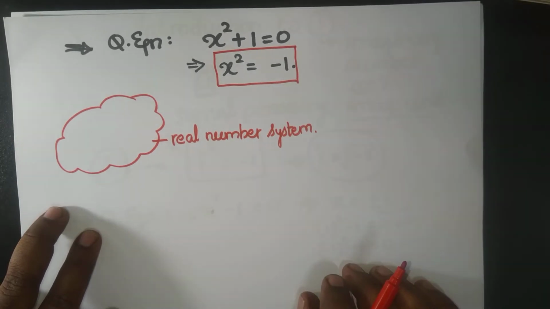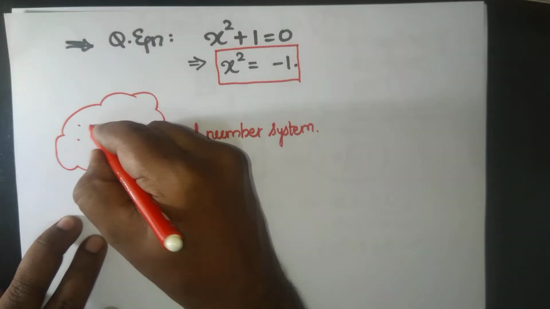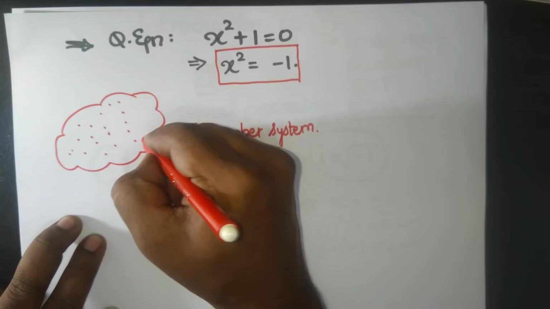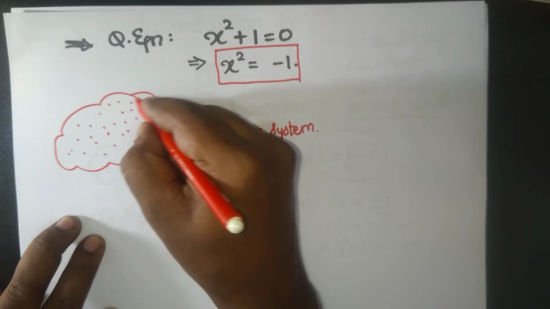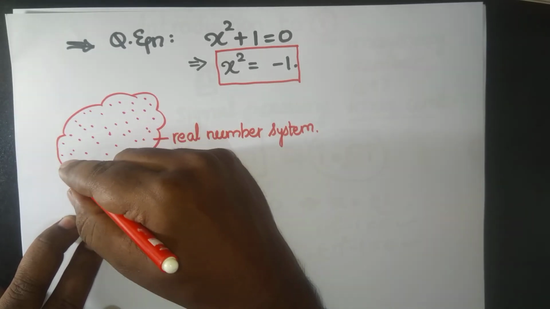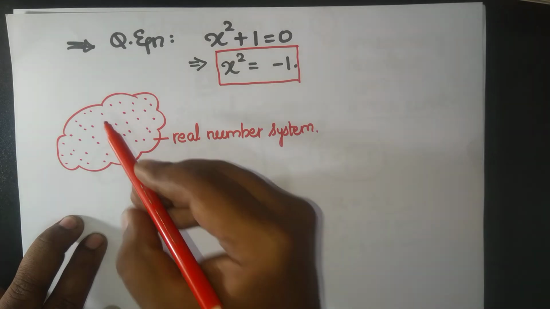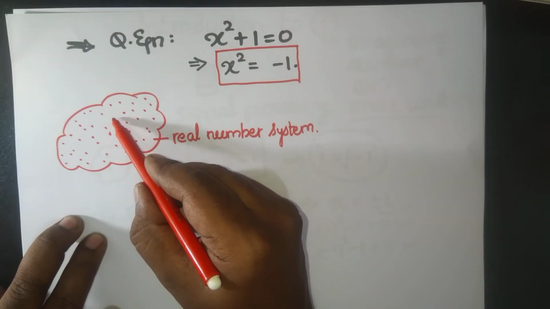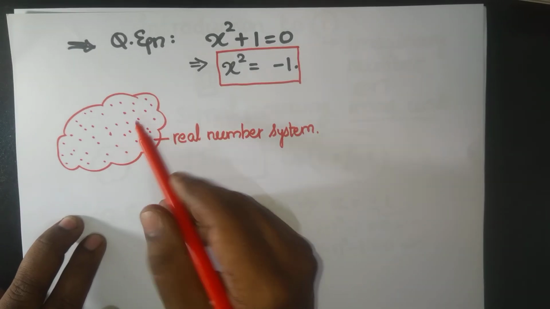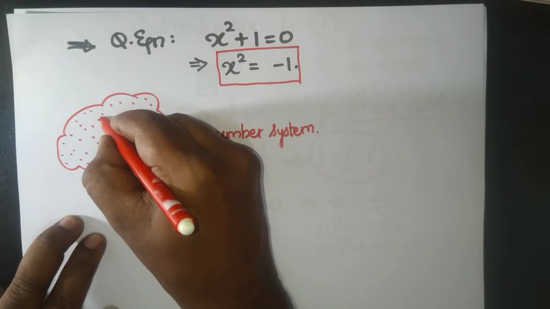Now, the real number system is ready and you have many real numbers here. You have infinitely many real numbers in this real number system. Now, no one is coming forward to fit this equality. None of these real numbers. See, among this infinite number of real numbers, somewhere there is -1.